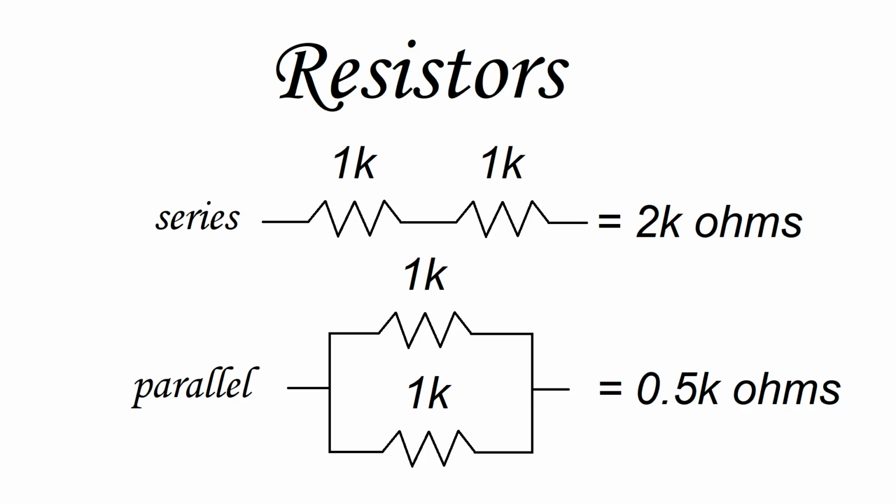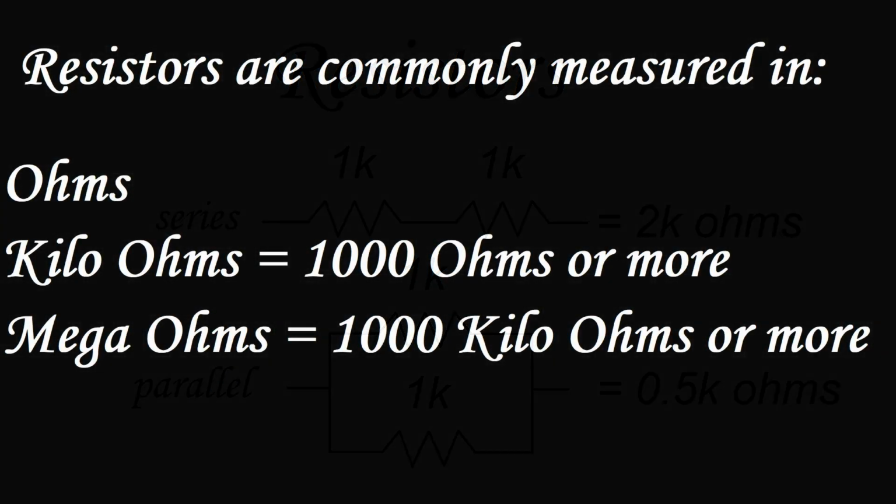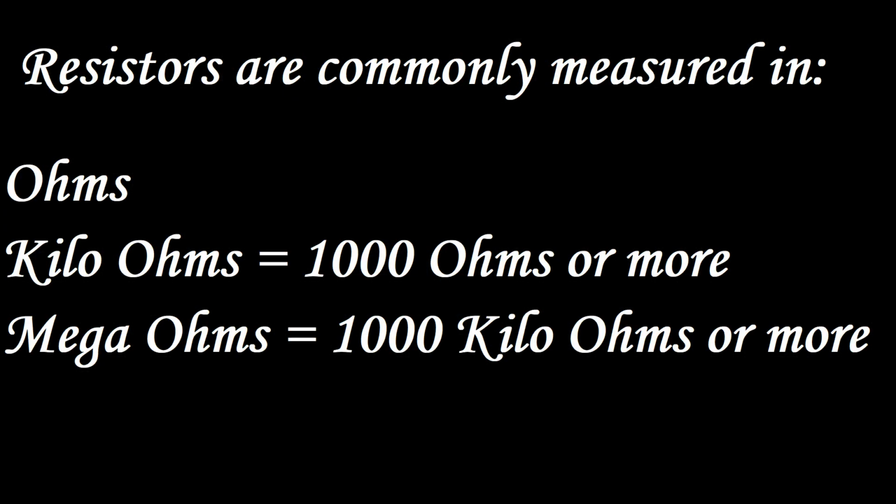This is because when the resistors are ran in series, there's only one path for the current to go, and it must go through both resistors to reach the other side. But when two resistors are ran in parallel, the current has two paths to go through, and this creates less overall resistance for the current to get past the resistors. The most common measurements you will see for resistors used in small electronics will be ohms, kiloohms, or megaohms. 1,000 ohms is called a kiloohm, and 1,000 kiloohms is called a megaohm.